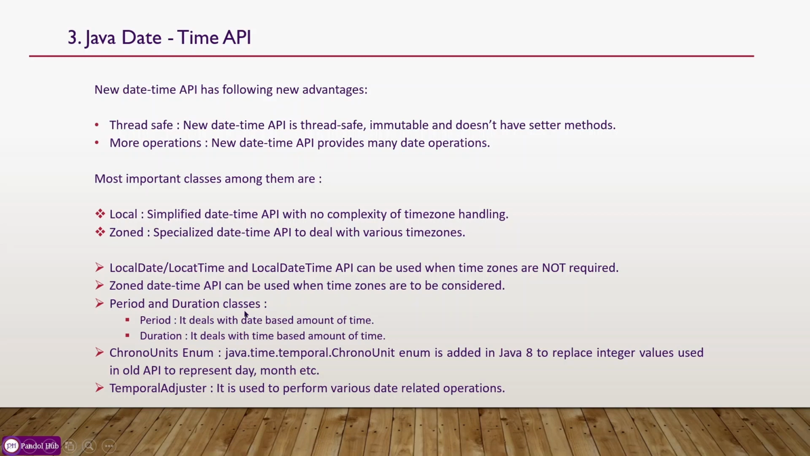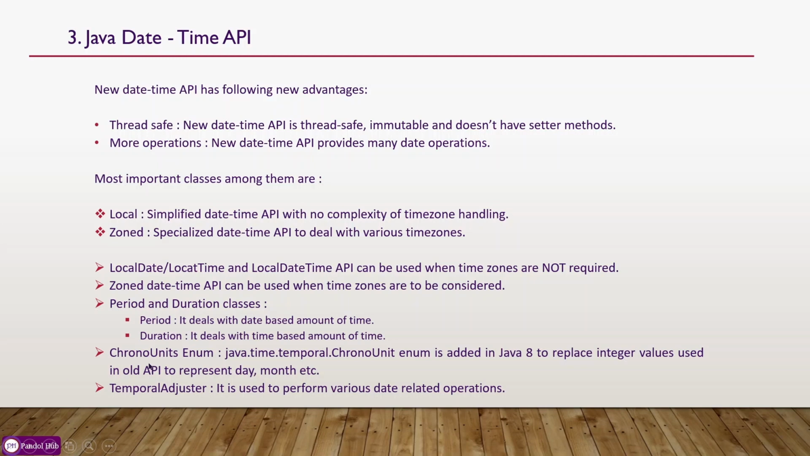So period and duration classes. Period deals with the date based on amount of time. Duration deals with the time based on amount of time. So period deals with date, based on the amount of time. You can modify and perform different operations on the date based on the amount of time, like you can add some time to that date, or you can decrease it. Whereas in the case of duration, you can perform operations on the time instead of date. That is, you can add and subtract minutes, hours, or seconds from the given time.